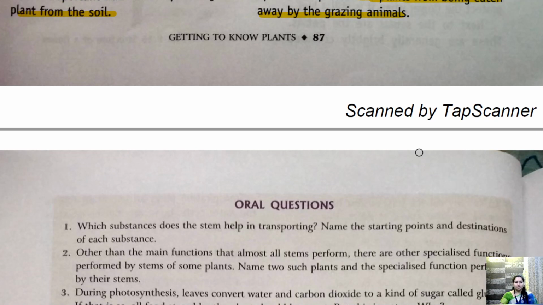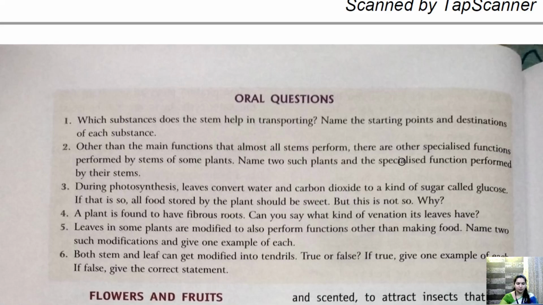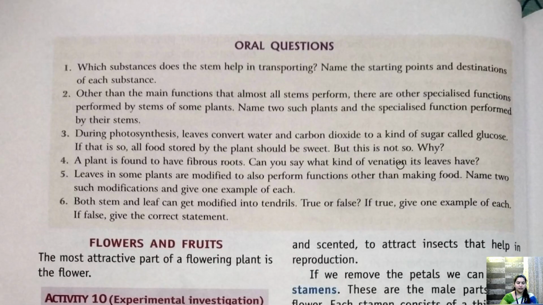Okay. So let's see few oral questions. So children, I'll send you this oral question today in the app. Okay. Write these oral question. We'll discuss it in the next class. Okay. So which substance, let's see till we have time. Which substances does the stem help in transporting? Name the starting point and the destination of each substance.